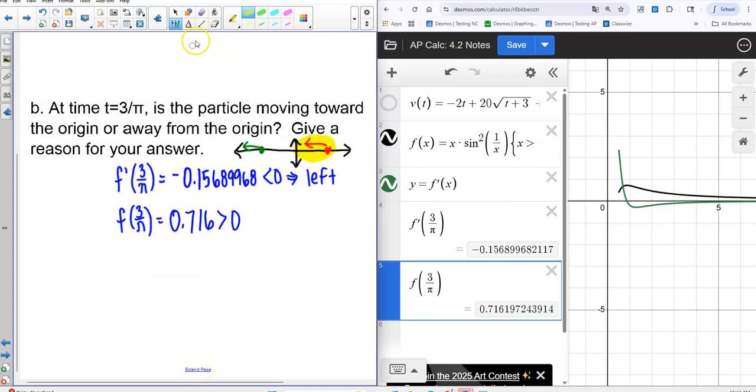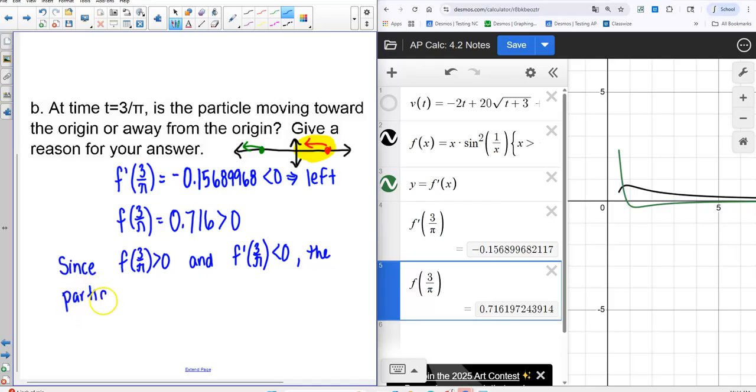So to summarize here, if this is for your free response question, you have to give reasoning. So I would say, since f of 3 over pi is greater than 0 and f prime of 3 over pi is less than 0, the particle is moving towards the origin.